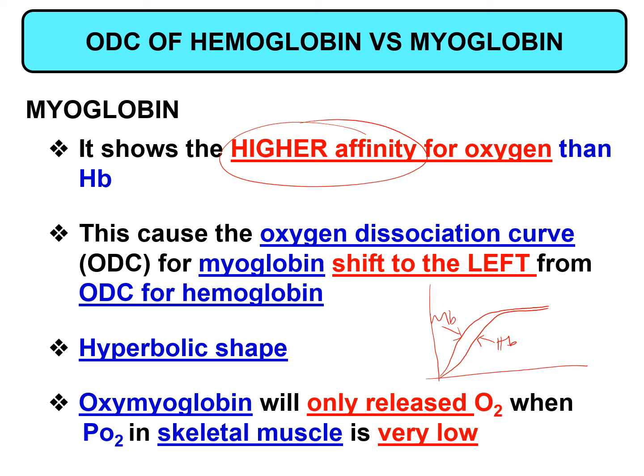So it is said to be shifted to the left and having hyperbolic shape. Oxymyoglobin, the fact is oxymyoglobin will only release oxygen when the partial pressure of oxygen in skeletal muscle is very, very low. This is suitable for their function as oxygen storage.